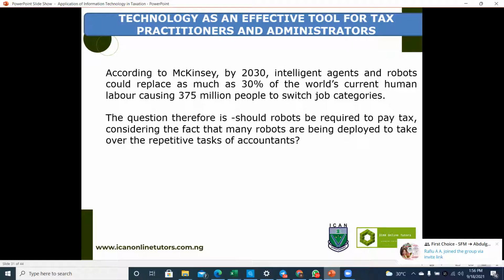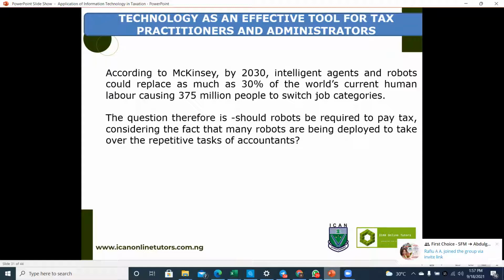We have discussed these in our previous subtopics, but we are going to take these in another dimension. According to McKinsey, by 2030, intelligent agents and robots could replace as much as 30% of the world's current human labor, causing 375 million people to switch job categories. They have no choice, but there are always ways out for every problem.